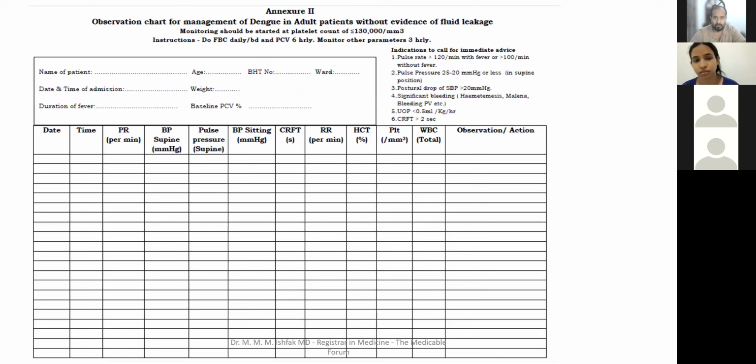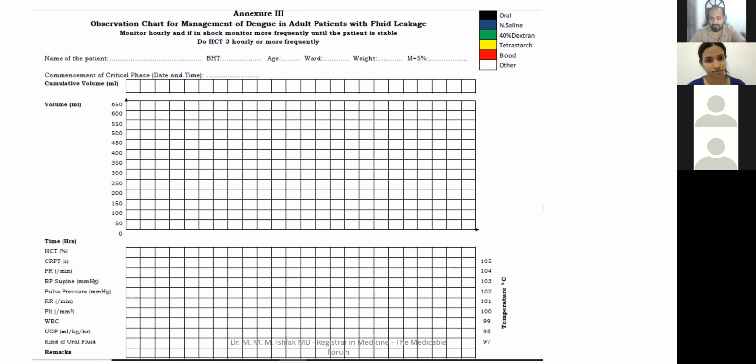So this is your blue chart. It will be blue, trust me. It's just black on my screen. This is your red chart. Once again, that will be red in your ward. It's not red here, right?